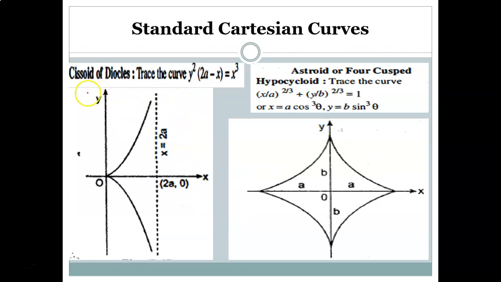Next is the cissoid of Diocles. The Cartesian equation of the curve is given by this, and the geometry is like this. And this is one important curve, the astroid. The Cartesian equation is given by this, and the parametric equation is given by this. Both the equations are important. Whenever these equations are given, immediately it should come to your mind that the geometry is like this. Here, one special case is when b and a are equal, then you will have a here and you will have e here. So that is another geometry.